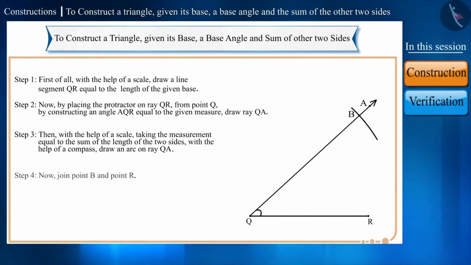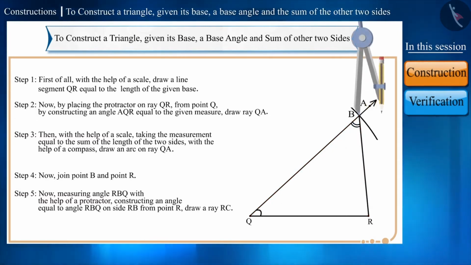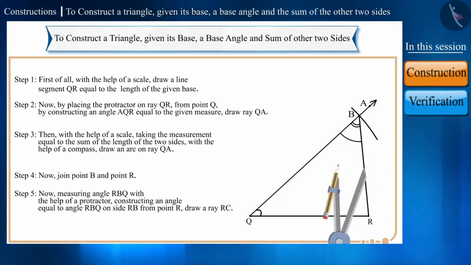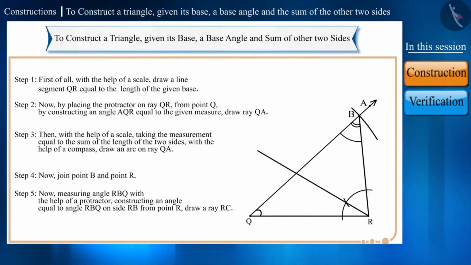Step 4. Now, let's join point B and point R. Step 5. Now, measuring angle RBQ with the help of a protractor, constructing an angle equal to angle RBQ on side RB, from point R, draw a ray RC. Then, name the point of intersection of side QA and side RC as point P.